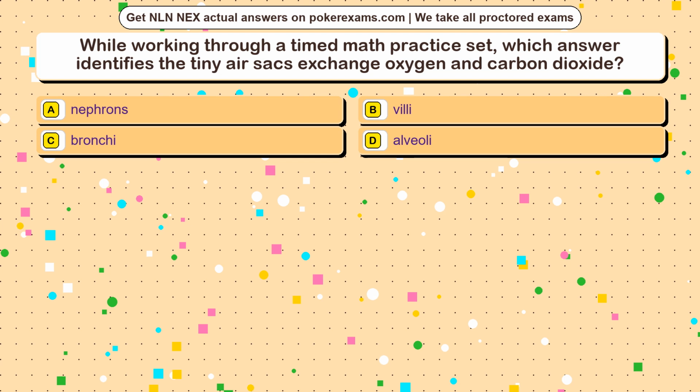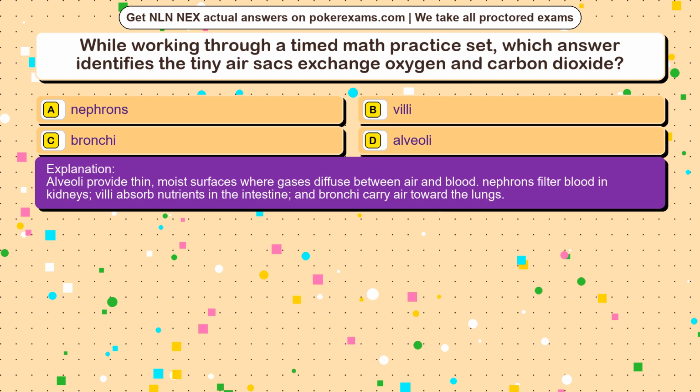The correct answer is option. Alveoli provide thin, moist surfaces where gases diffuse between air and blood. Nephrons filter blood in kidneys, villi absorb nutrients in the intestine, and bronchi carry air toward the lungs.